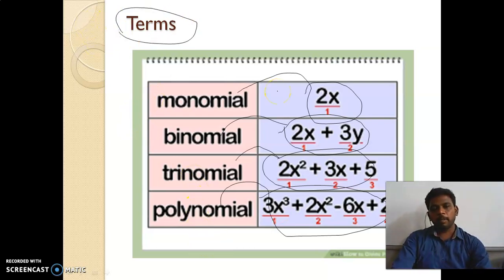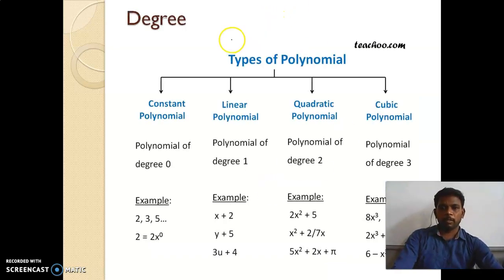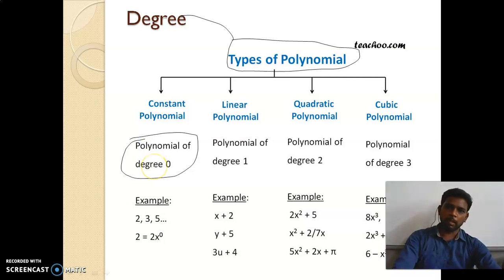Now, according to the degree, how can we classify the polynomials? Look at the flow chart: types of the polynomial according to the degree. How can we find the degree of the polynomial? If the variable has power 1, then it is said to be degree 1, taking the maximum power. If the degree of the polynomial is 0, then it is said to be a constant polynomial. Which polynomials have degree 0? Those represented by a constant alone.